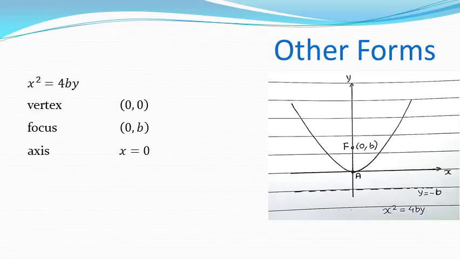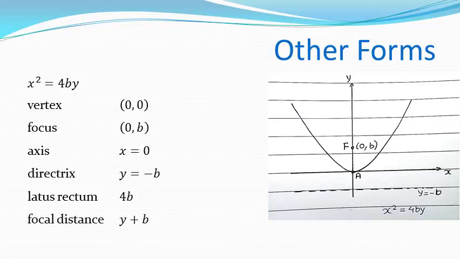There are other forms of the parabola. So if a parabola opens upwards, its equation can be taken as x squared is equal to 4by, and in this case the roles of x and y interchange completely and the vertex is still the point 0, 0. The focus is now at the point 0, b. The axis is the y-axis whose equation is x equals 0. The directrix is the line y equals minus b and we can see that the directrix is now a horizontal line. The latus rectum length is 4b and the focal distance is y plus b.